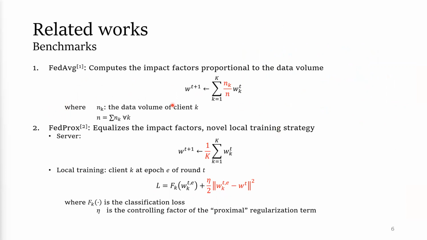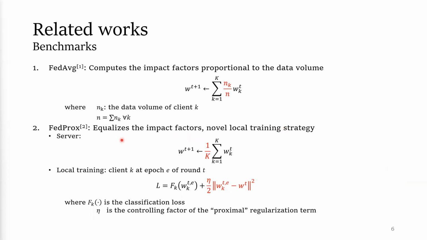FedAverage is very genuine in idea, which is demonstrated by its impact factors. The impact factors are proportional to the data volume of the clients, which means clients have more data will contribute more to the global model. The rationale behind this idea is that a large volume of data might indicate diverse and informative knowledge. But as we explained earlier about the data distribution, then this is not the case.